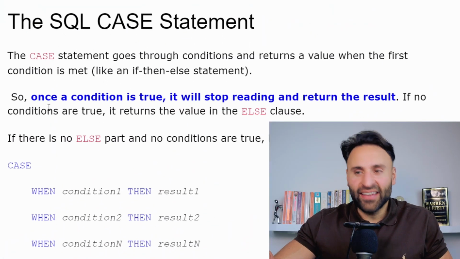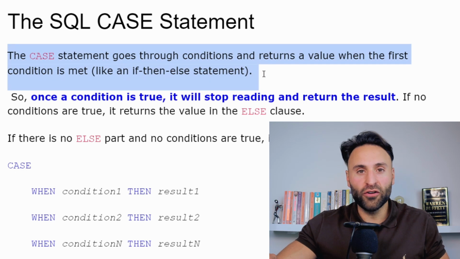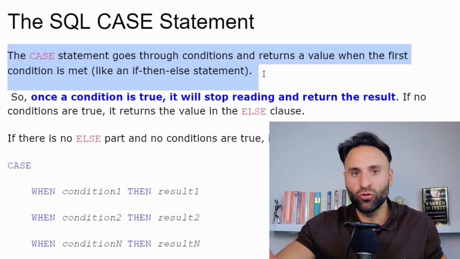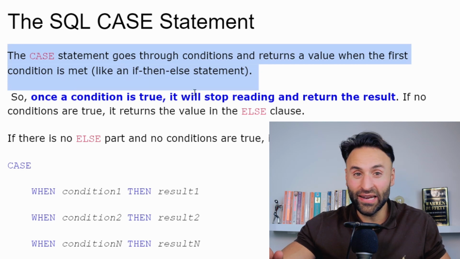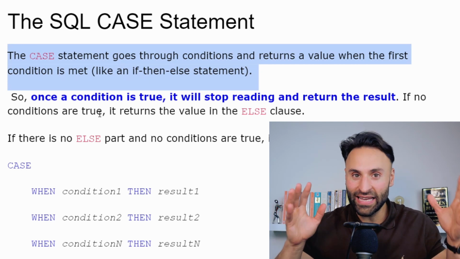Okay, so we're going to cover the case statement. Now, the case statement goes through conditions and returns a value when the first condition is met. It's a little bit like the if-else statement if you've used other types of code, let's say Python or C. Now, once a condition is true, this is the key here, it will stop reading and return the result. If none of the conditions are true, then it will return the else value.